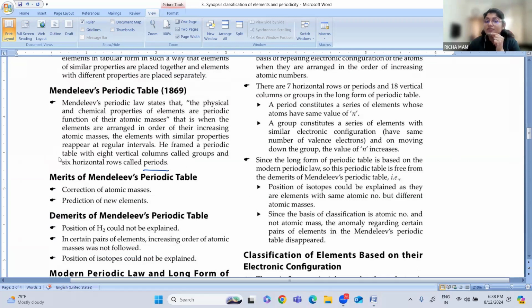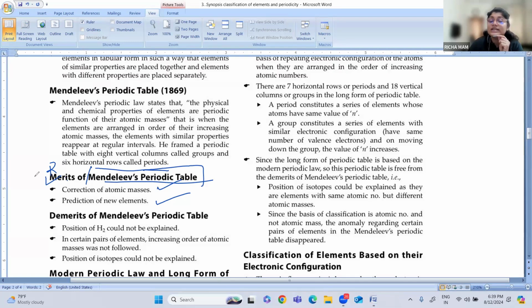Because of Mendeleev's periodic table, the atomic masses of the elements were corrected. Correction was made in the atomic masses of the elements. And when framing the table, there was prediction of new elements, and the discovery of new elements took place. So these were some of the merits, the importance or advantages of Mendeleev's periodic table.